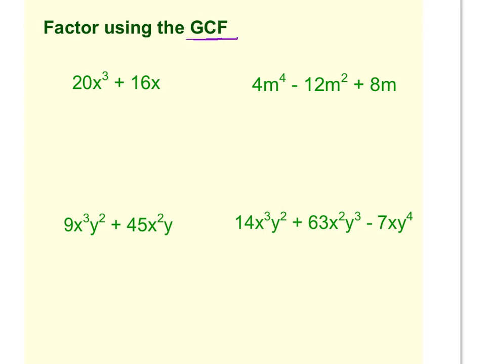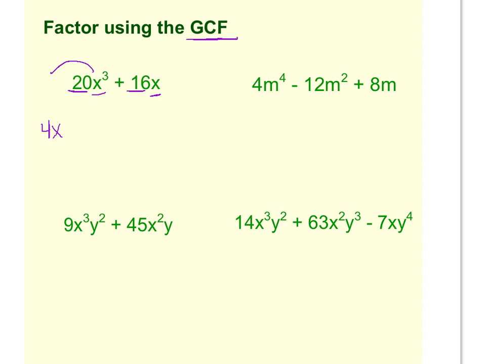All right, so we've got 4 things to factor. What you want to do is figure out what your greatest common factor is, and we do that piece by piece. You've got a 20 and a 16. Biggest number that fits into 20 and 16 is 4. And then you have an x cubed and an x. And the most number of x's that those two terms have in common is an x to the first power. So our greatest common factor is 4x.